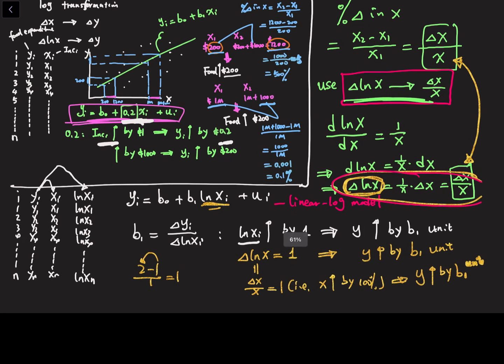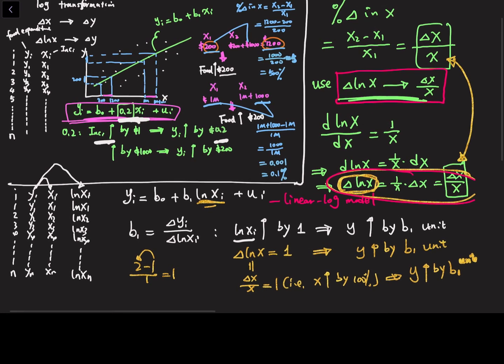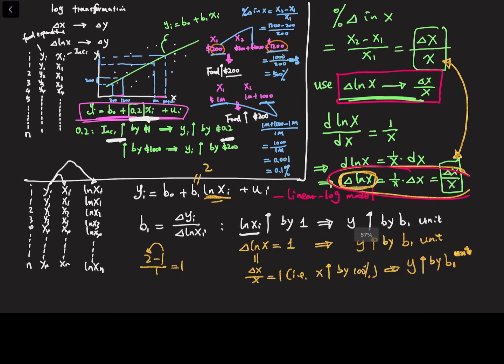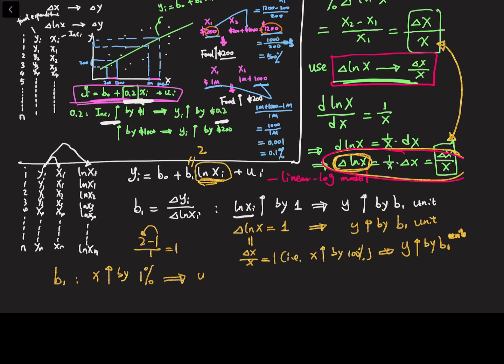Okay, but normally, to make this interpretation more understandable, we'll interpret this b1. For example, b1 equals 2. And then we tend to interpret this b1 as if x increased by 1%, y is expected to increase by 0.01 times b1 units. Let me change this to 200. So now I'll just give you an example.